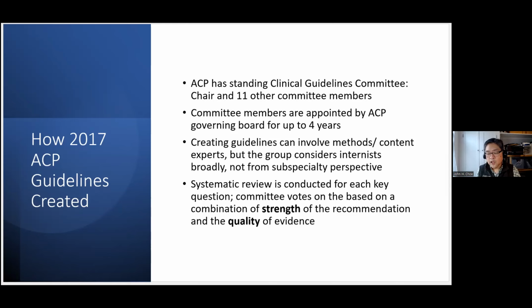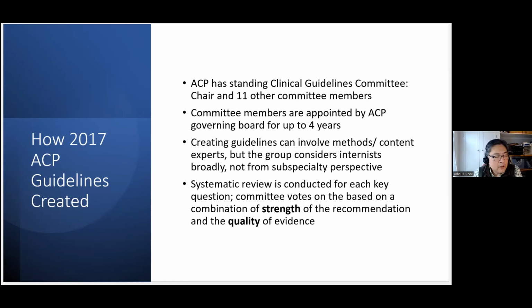During the time in which they're on the clinical guidelines committee, they might get a whole host of different kinds of clinical guidelines. Some might be with gout, some might have to do with cardiology, some might have to do with COVID or something like that. Whatever it is, they're working on what the group has decided that they want to work on. They can farm out to methods people and content experts, but the point of view of ACP in their clinical guidelines is essentially from internists broadly, not necessarily from a subspecialty-specific perspective.